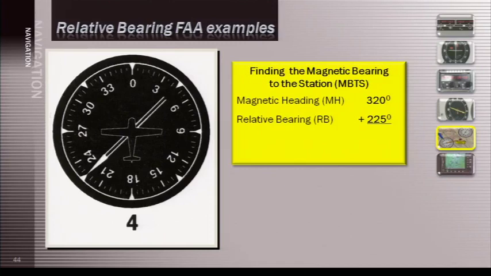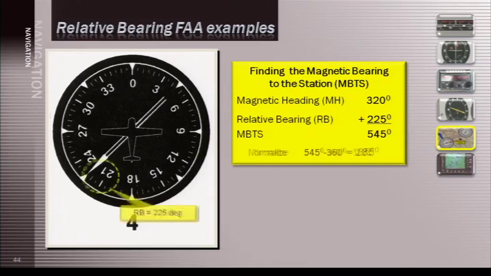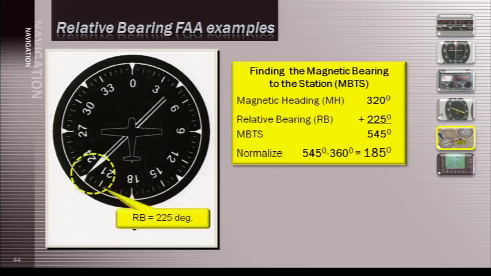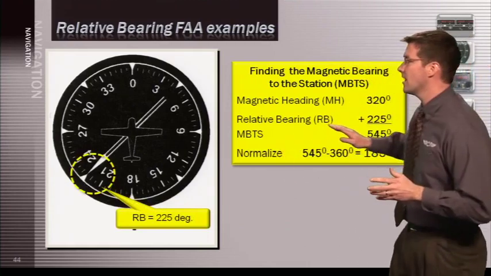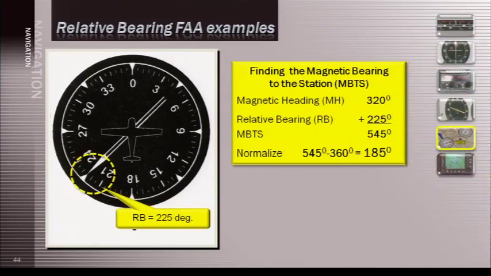Adding these two values provides a magnetic bearing to the station of 545 degrees. But wait a second, that's greater than 360 degrees. To normalize the magnetic bearing to the station, we must subtract 360 from 545. In this case, this equals 185 degrees, as you can see right there, which is the magnetic bearing to the station.